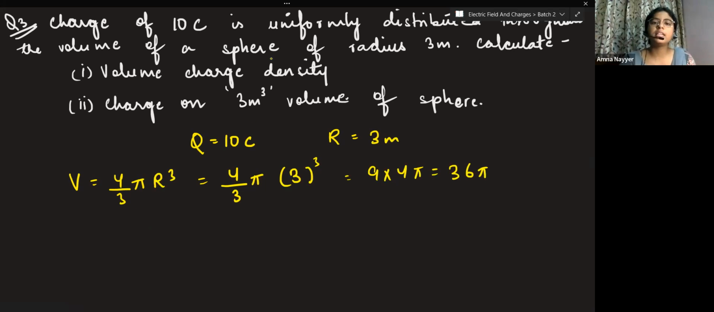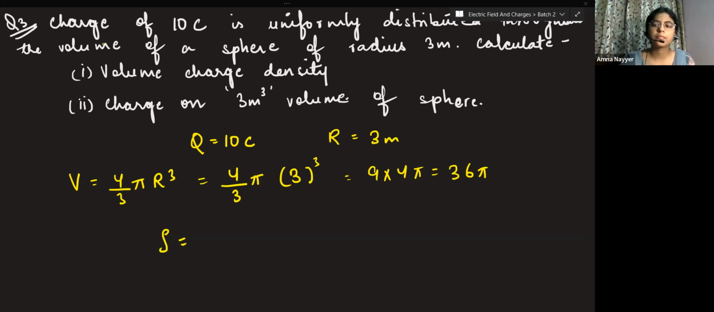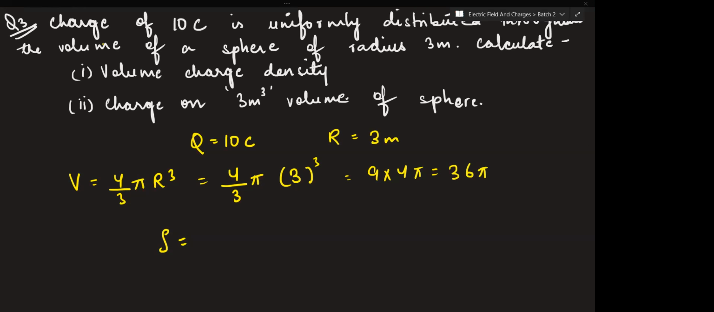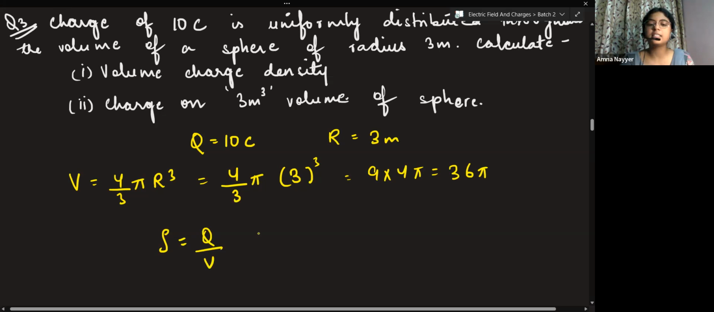So see, what is the formula? Heba, what is the formula for calculation of volume charge density? Rho is Q by V. Q by V, correct. So Q is given as 10 coulombs, V is given as 36 pi. So this will be 5 by 18 pi coulomb per meter cube.